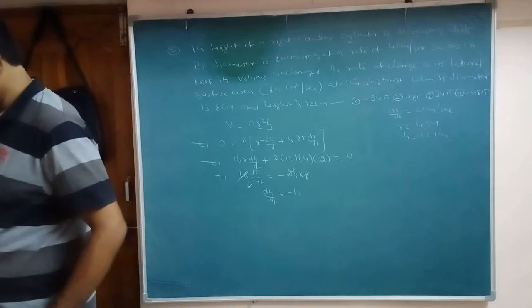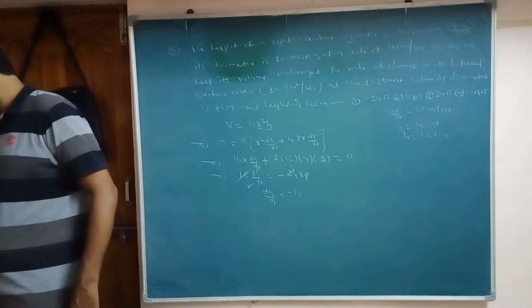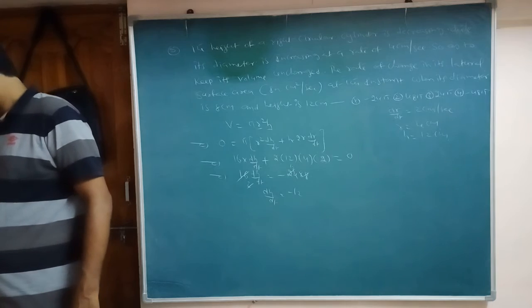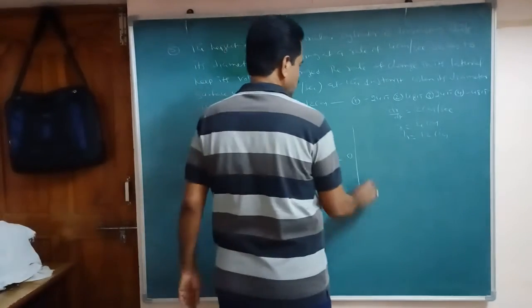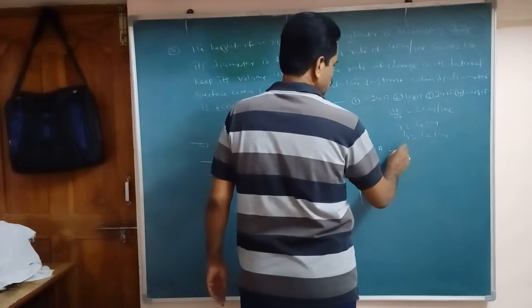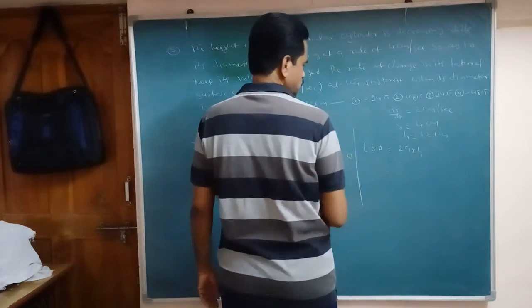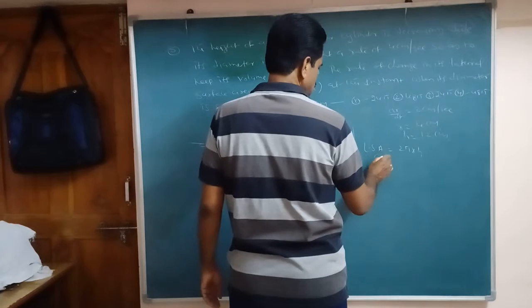What is the surface area? Lateral surface area is 2 pi r h. So that is lateral surface area, equal to 2 pi r h. Suppose this is S.